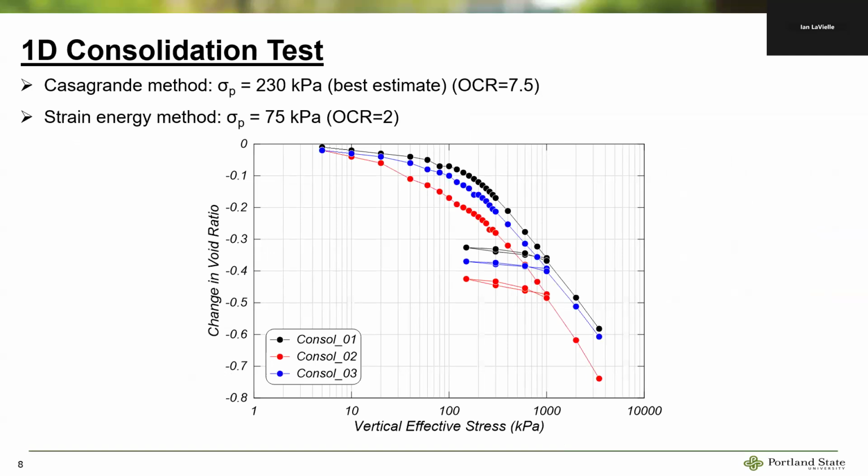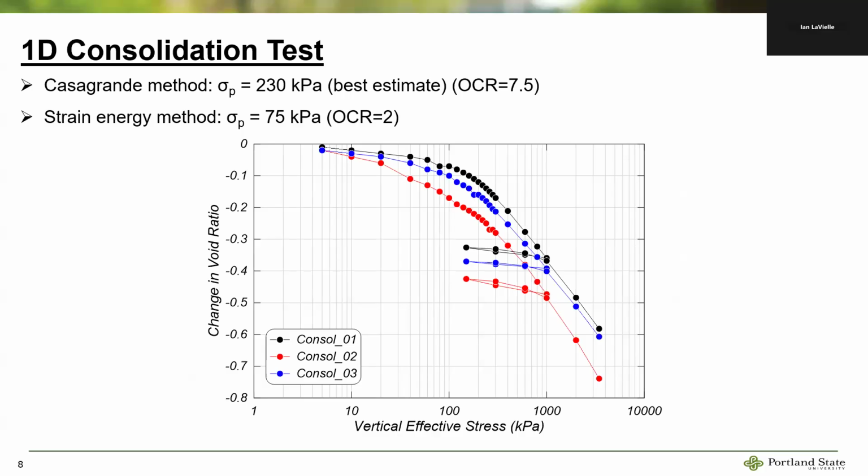Kayla did these tests, and many of you know Kayla. She's done a lot of the tests that we've done for consultants. So these are the consolidation tests that Kayla did. Look at Consol 3, that's Shelby 2-3, the blue lines.